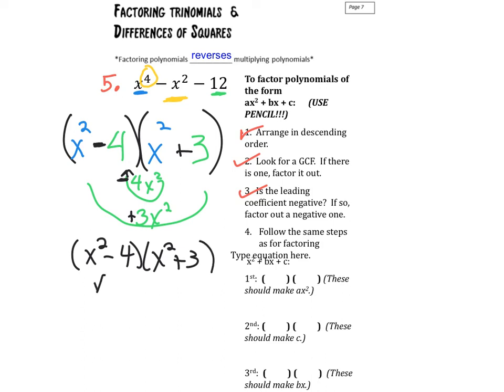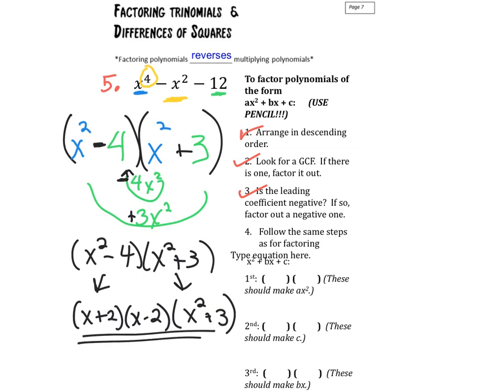Well, I noticed that this could be factored some more because it's a difference of two squares. So I do x plus 2, x minus 2, and then this right here cannot be factored anymore, and it is x squared plus 3. And this is the final answer.